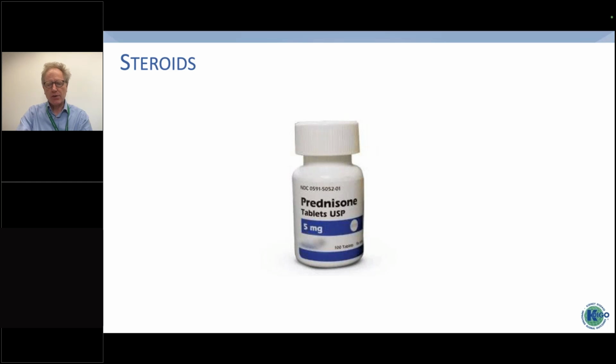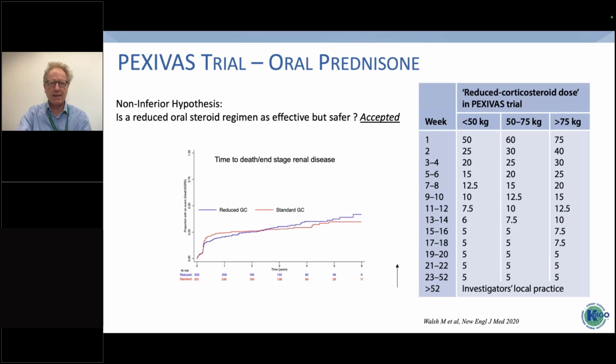But what about steroids? Now, for various reasons, we think steroids are the major modifiable driver of side effects, particularly infections, in the treatment of ANCA-associated vasculitis. And the PEXIVAS trial, which investigated plasma exchange, also tested 2 oral steroid regimens. And this is really the only robust clinical trial data in nephritis that we have.